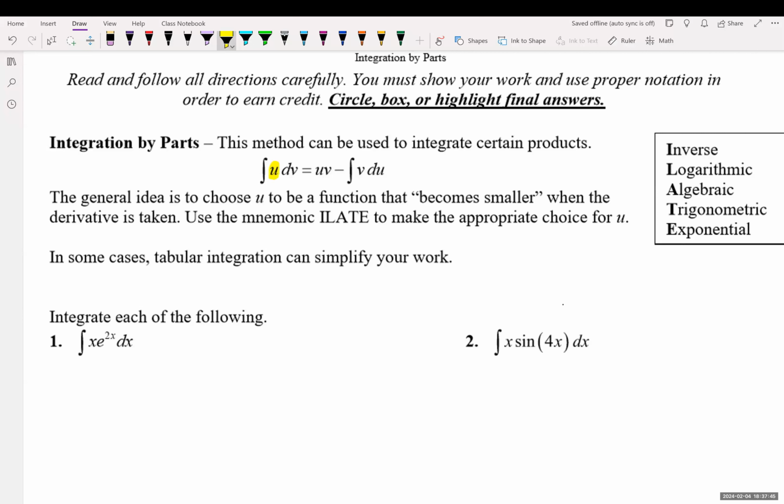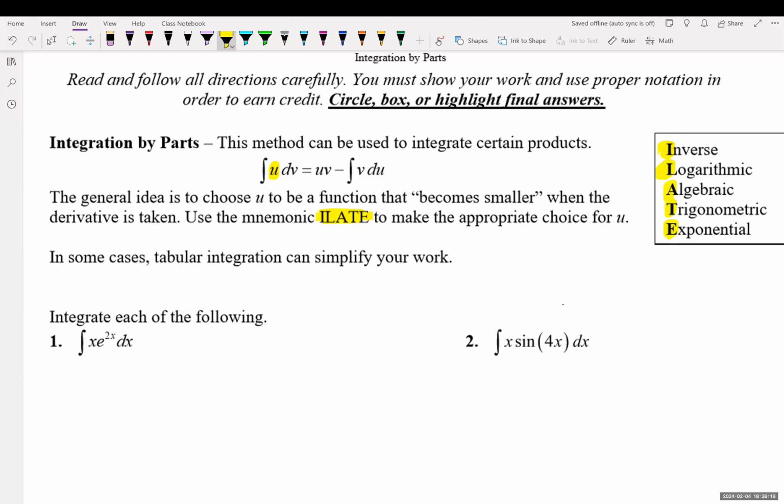And as written here, you can see the general idea is that we choose u to be a function that becomes smaller, something that when you take the derivative, it gets to be a simpler function. And we're going to use the mnemonic ILATE. Sometimes it's written as L-I-A-T-E, but that's going to help us choose u appropriately. So we're always going to try, if we have an inverse, make that our u. If we have a logarithm, we'll make that our u, and then so on and so forth on down.